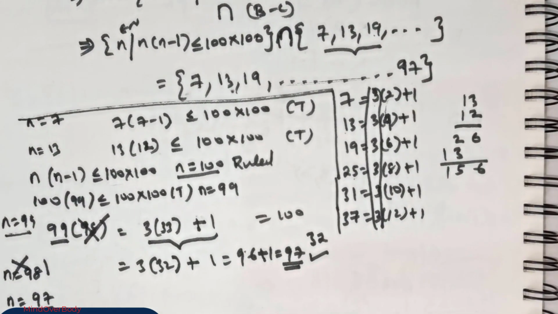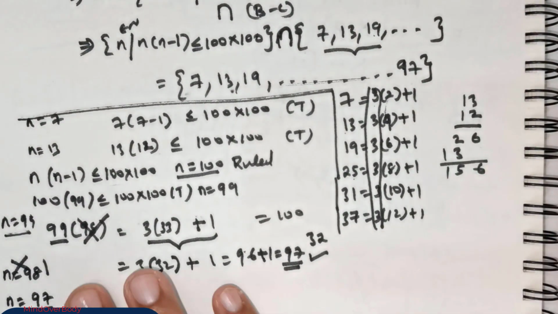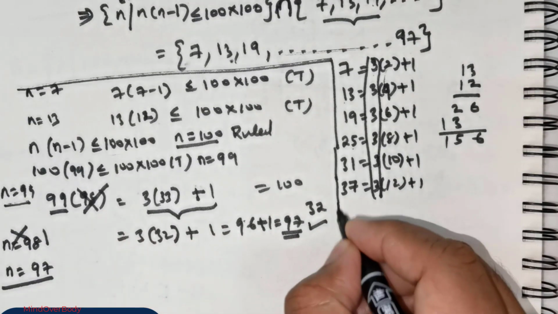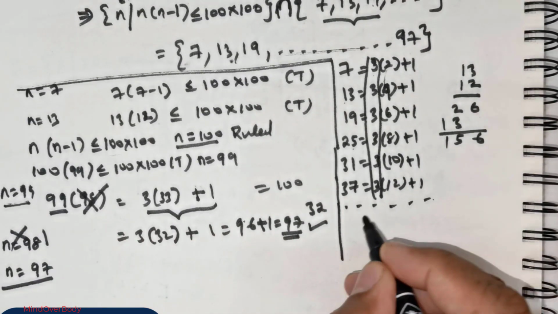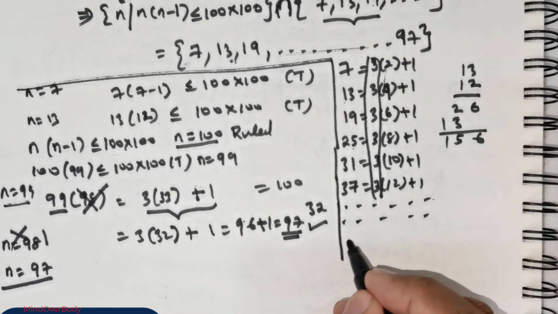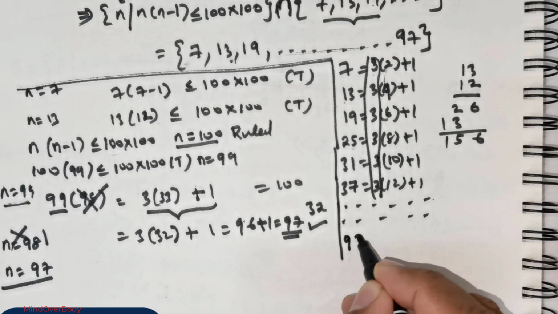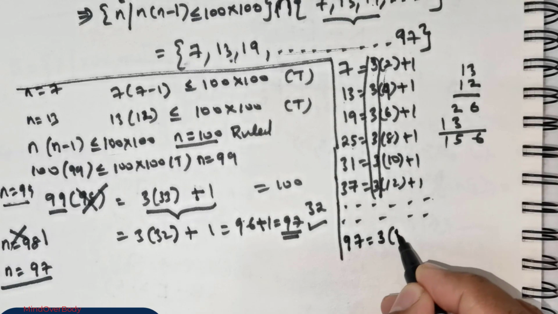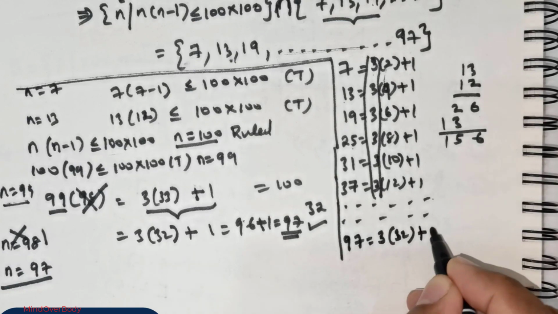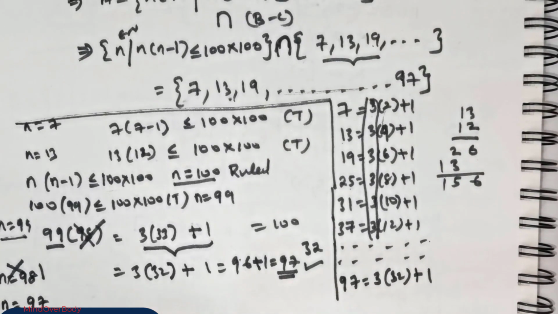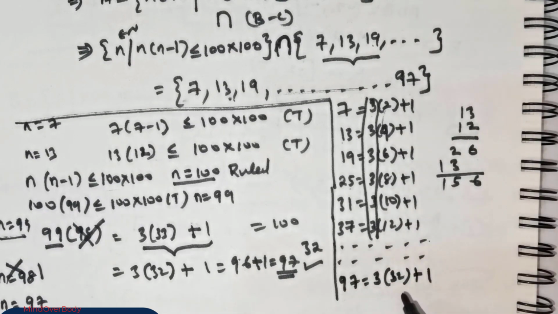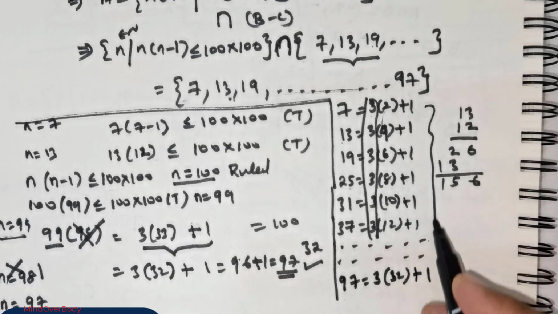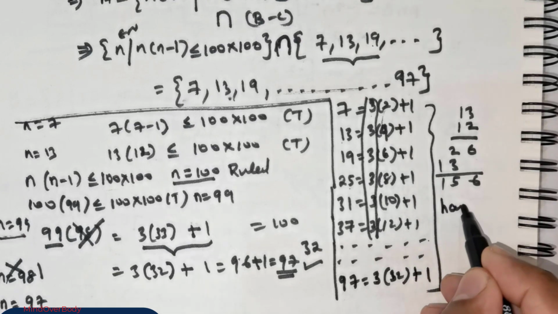Now how are we to obtain the sum? That sum can be obtained from here. Clearly I can just proceed on like this, and then finally I am hitting 97. I am writing 97 as 3 times 32 plus 1. So I need to count the total number of elements that are present here. How many elements do you think are present here? How many elements?